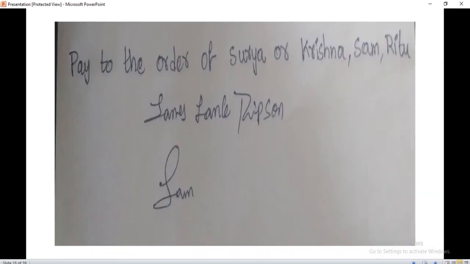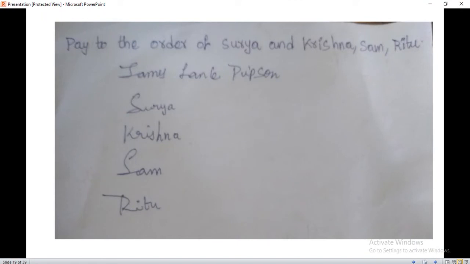Okay, next one. Here we can see this. Mr. James wants to negotiate these instruments to 4 persons, that is Surya, Krishna, Sam and Rij. But he mentioned "or" in between them, meaning any one of the endorsees can sign and encash it. But in this slide, Mr. James mentioned "and" in between them, meaning everybody needs to sign and encash it.